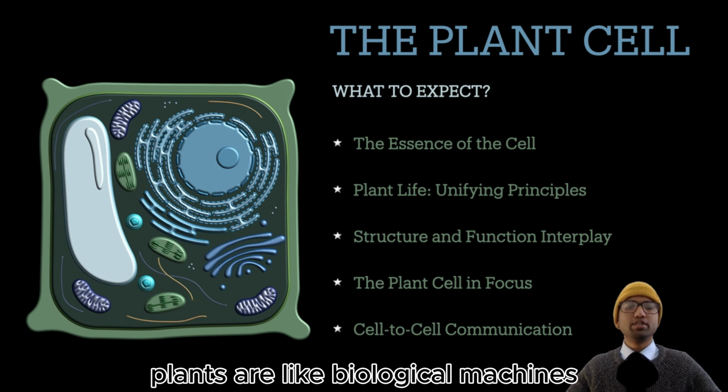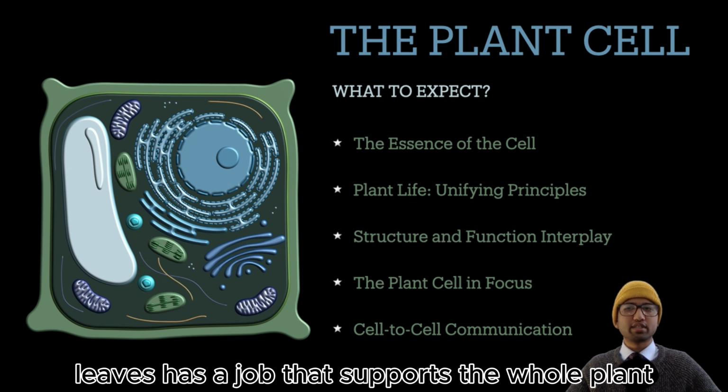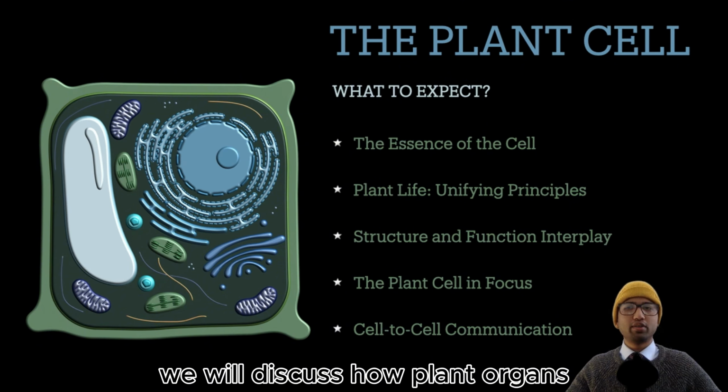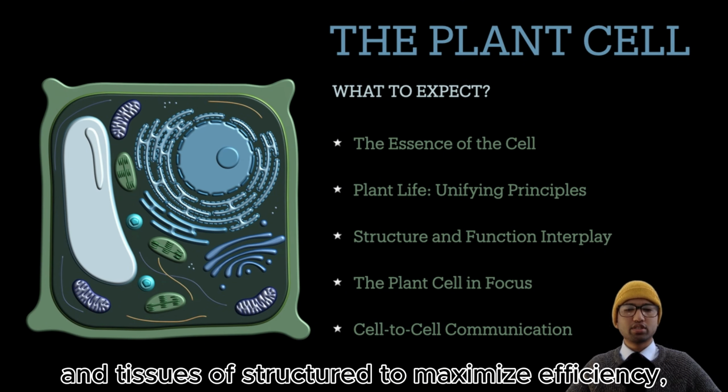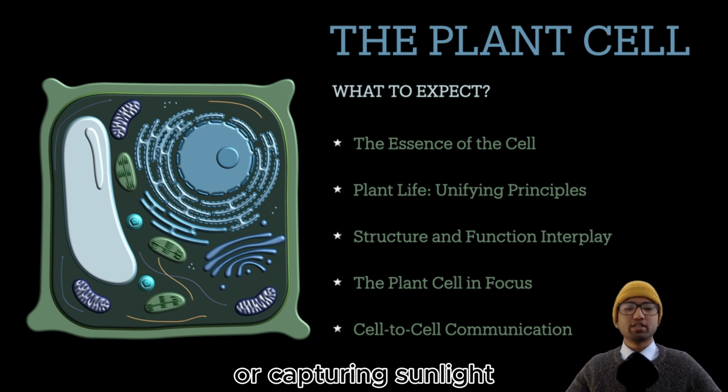Then, structure and function interplay. Plants are like biological machines. Each part of a plant, roots, stems, leaves, has a job that supports the whole plant. We will discuss how plant organs and tissues are structured to maximize efficiency, whether in transporting water or capturing sunlight.